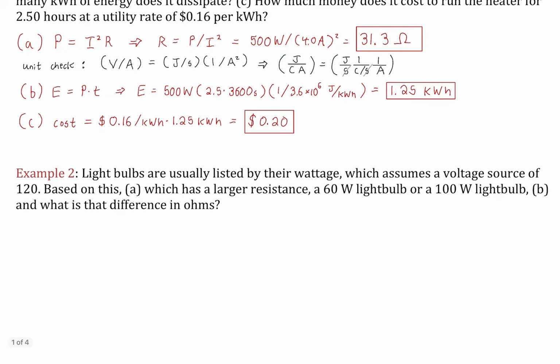Light bulbs are usually listed by their wattage, which assumes a voltage source of 120. Okay? 120 volts. That comes from the wall. All right? Based on this, which has a larger resistance, a 60-watt light bulb or a 100-watt light bulb? What do you think? Which is a higher resistance?